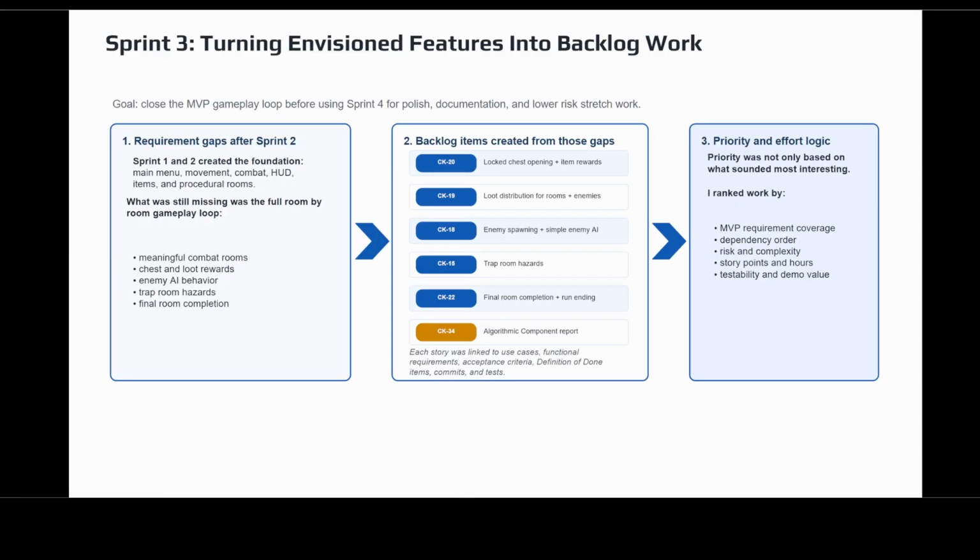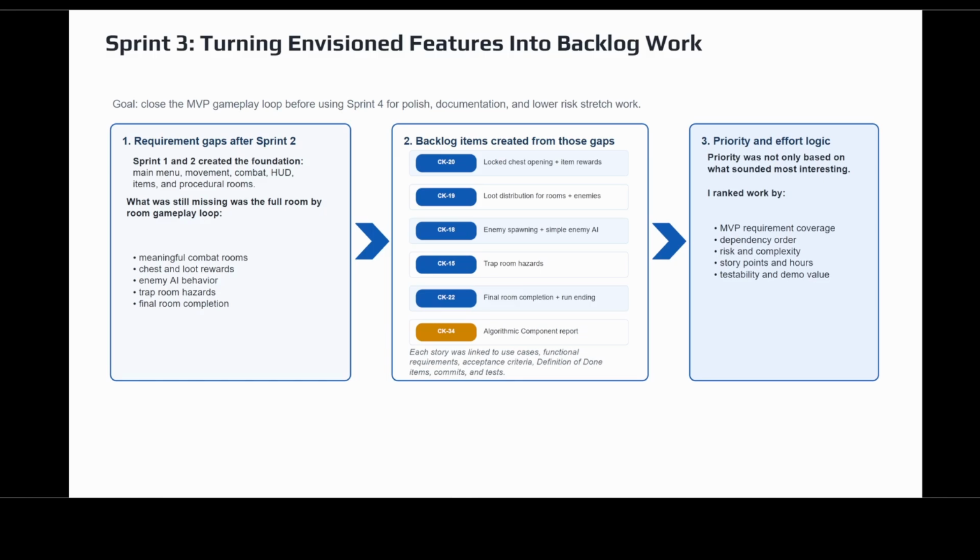For Sprint 3, this is how the remaining planned functionality was translated into actual backlog work. After Sprint 2, the project had a strong foundation. The player could start a run, move, attack, collect basic items, view HUD information, and navigate generated rooms. However, the full MVP gameplay loop was not yet complete. The remaining requirements still included room content, enemy behavior, loot distribution, locked chests, trap hazards, and a final encounter that could properly end the run. The main goal of Sprint 3 was to complete those remaining systems and close out the core MVP flow.